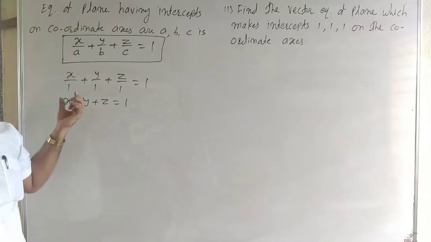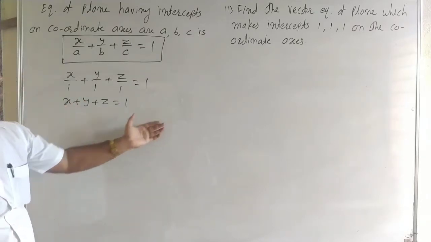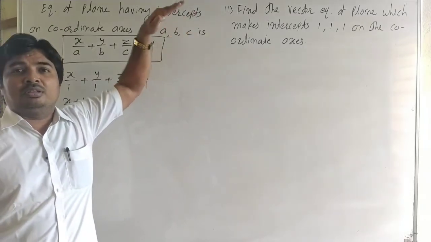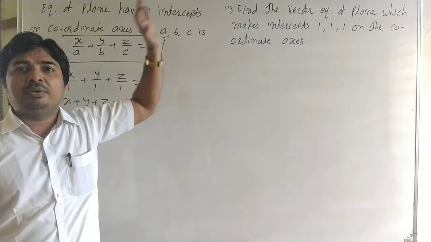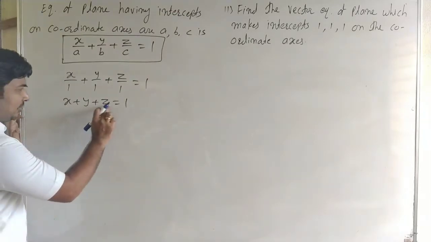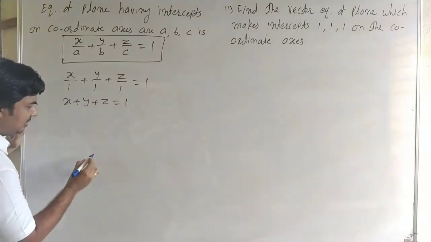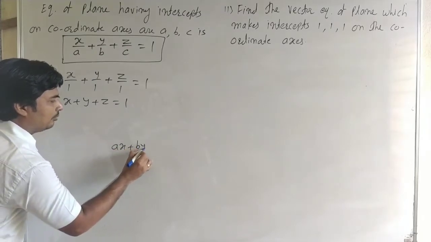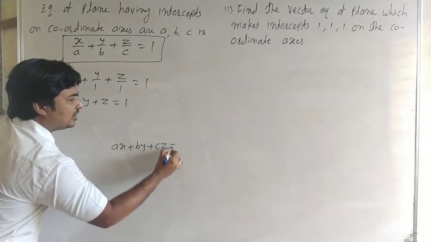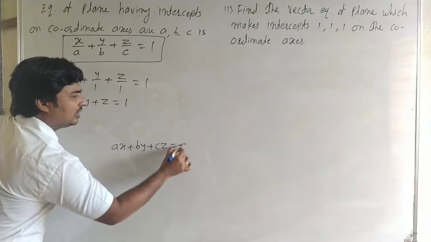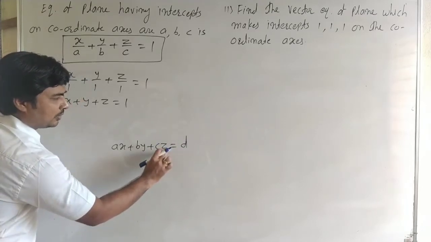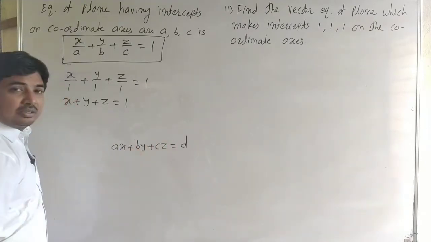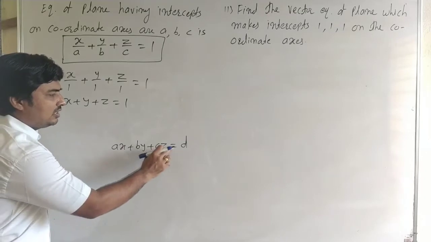It is the equation of plane in Cartesian form, but here the question may ask to write or find the vector equation. Here it is a Cartesian equation, ax plus by plus cz is equal to d. Here d can be plus or minus; we can take plus d here, then it is minus d there. Now this equation we can write in the form ax plus by plus cz is equal to d.